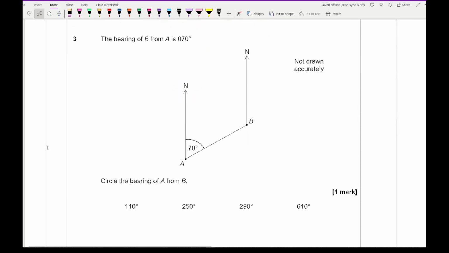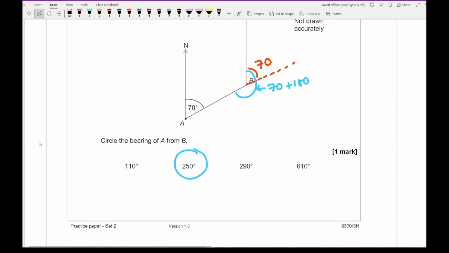For question 3, it says the bearing of B from A is 70 degrees. Circle the bearing of A from B. So if we just simply extend this out, then this angle here is going to be 70 because it's a corresponding angle, and this is the angle that we are then wanting. So this angle here is going to be 70 plus 180, and 70 plus 180 is going to be 250.